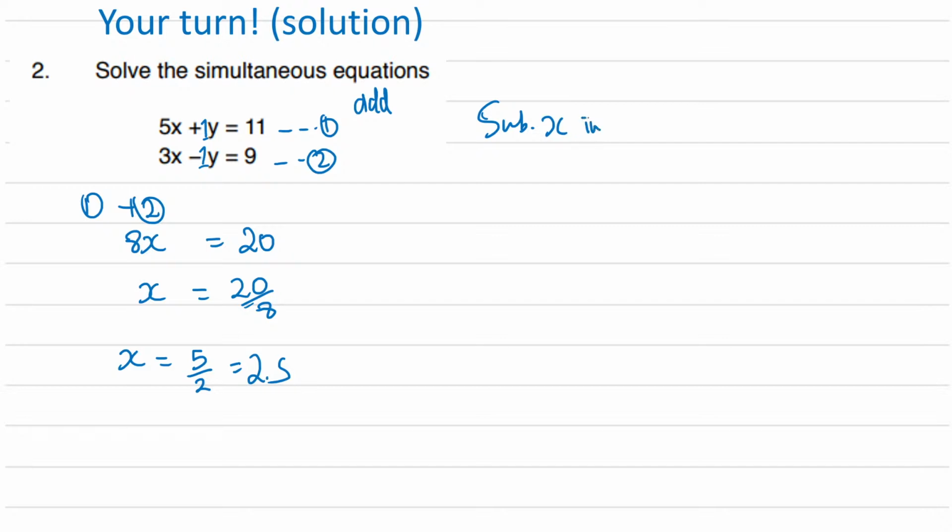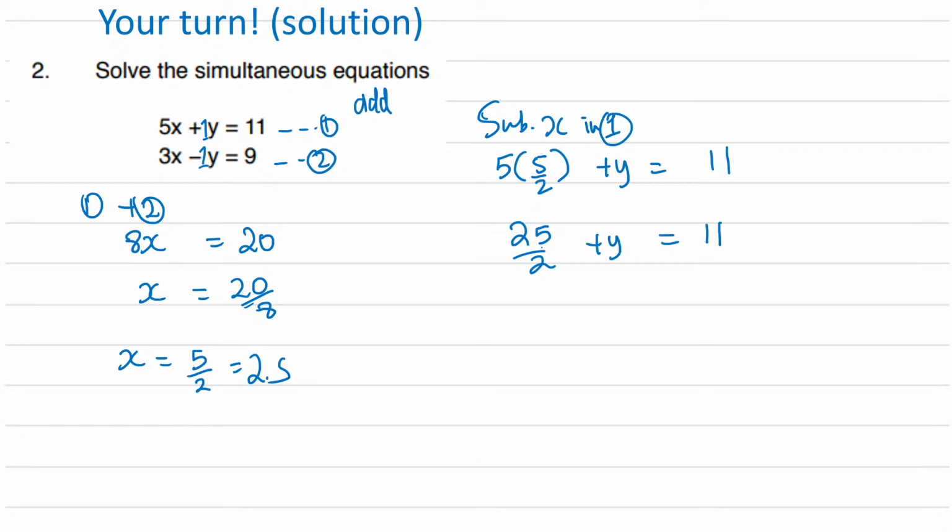Sub x in 1. By the way, I haven't solved these questions. So if I do make a mistake, please let me know on the chat, okay? So sub x in equation 1. We're going to do 5 times 5 over 2. Okay, that is the x, plus y is equal to 11. Okay, so 5 times 5 is 25. So this is going to give us 25 over 2 plus y is equal to 11.